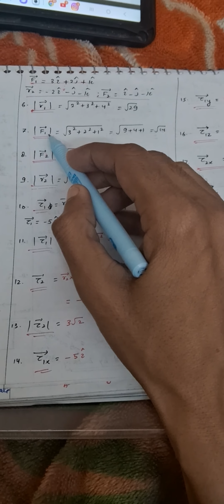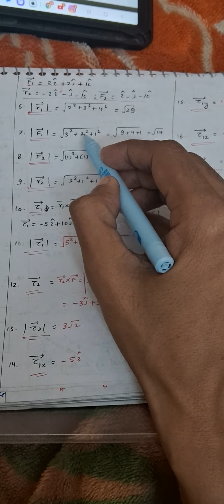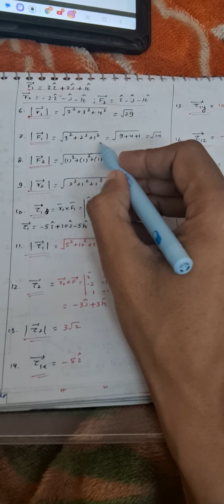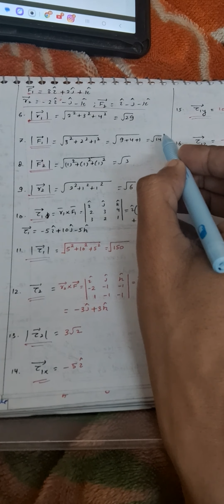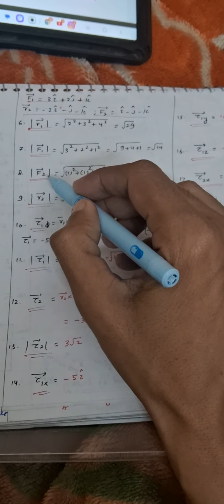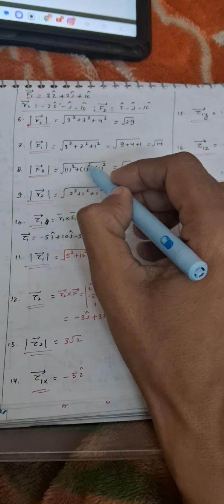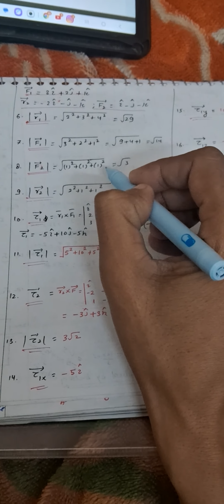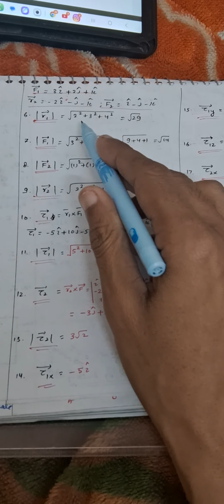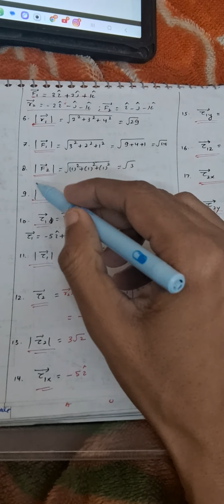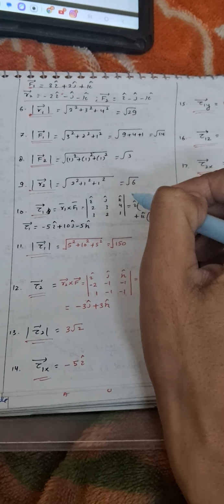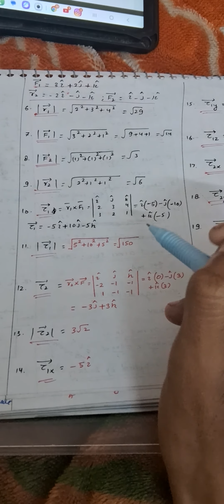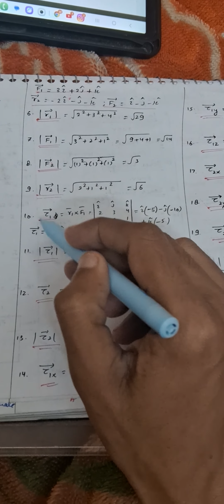Similarly, the magnitude of force F1 will be root under 3 square plus 2 square plus 1 square. That will be root under 9 plus 4 plus 1. That will be root 14. Similarly, the magnitude of force 2 will be root under 1 square, 1 square, 1 square, which will be root 3. Similarly, the magnitude of R2 will be root under 2 square plus 1 square plus 1 square, which will be root 6.